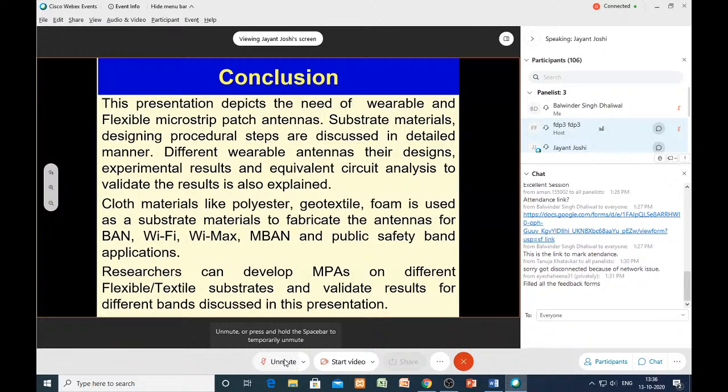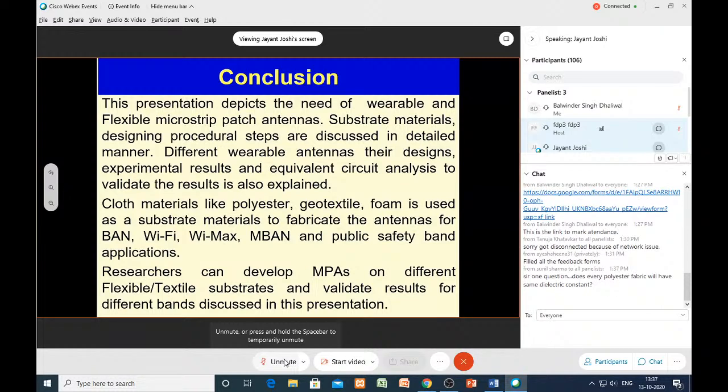So here I request that researchers develop their MPS, because it's our antenna community. Very few people are working on antennas and microwaves, so we have to come up with different geometries, different substrate materials, and validate our results for different bands and different applications. Every participant has to support everybody. When we were working, Dr. Balwinder Singh, me, and some people were there, very few, some of the research scholars of respected Professor S. Raghavan sir, that is Shanmuganandan sir. Nowadays you have a very good group, so you can come up and develop the antennas. This I want to mention here, and I want to stop my presentation.